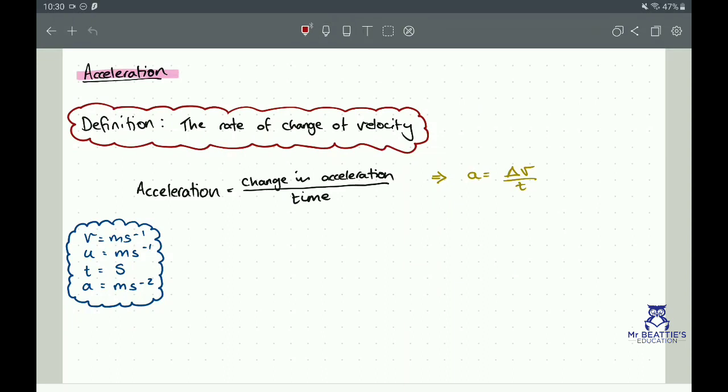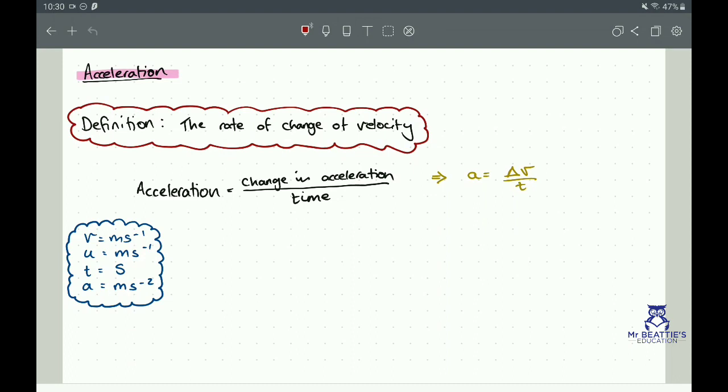Basically, today we're going to start talking about acceleration. Now, you remember from one of our previous videos, we talked about speed being the rate of change of distance and velocity being the vector form of speed. So velocity would be the rate of change of displacement. And now we've got the acceleration, which the definition of is the rate of change of velocity.